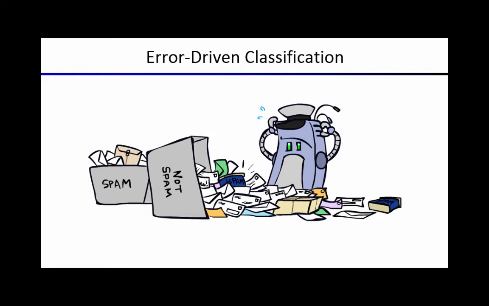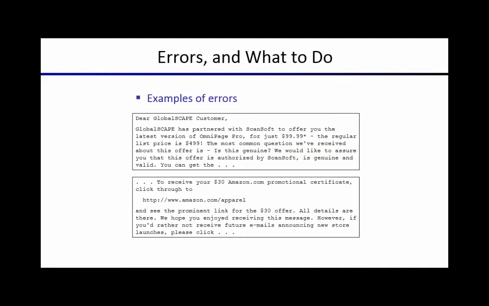So in the naive Bayes algorithm, we saw it does pretty well when you're working just with text. However, it'll still make some errors. Some examples of the errors that it might make: if it gets these two emails, if you just look at the text on these emails and nothing else, they look pretty similar. So the first one says, "Dear GlobalScape customer, GlobalScape has partnered with Scansoft to offer you the latest version of the OmniPage Pro." Versus the second email says, "To receive your $30 promotional certificate, click through to amazon.com/apparel." However, just by looking at the text, it's hard to tell whether these are spam or not.